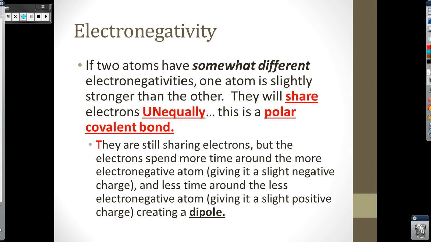So they're still sharing the electrons, but the electrons are spending more time around the more electronegative atom, which gives it a slight negative charge. They're spending less time around the less electronegative atom, which gives it a slight positive charge. That creates a dipole within our molecule. And remember, we said that water is a polar molecule. It has a dipole in it. It has a positive end and it has a negative end. And it's because the hydrogen and oxygen are not sharing their electrons equally. They're sharing them, but they're sharing them unequally.